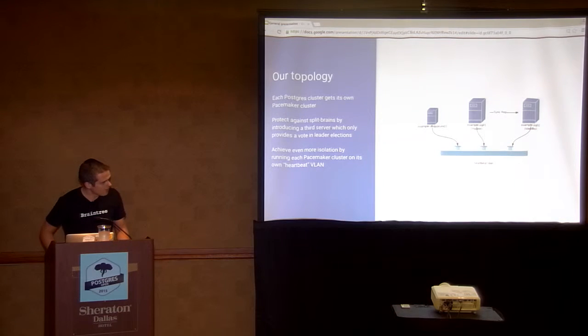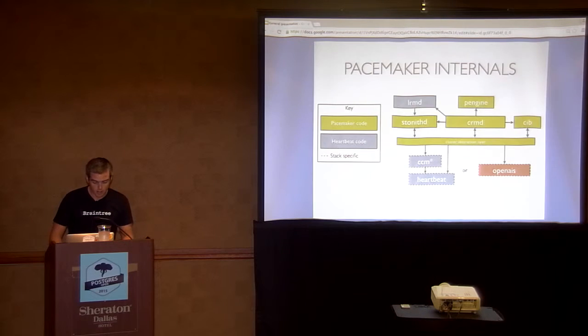So I'd like to start by just running over our topology. As I mentioned, each Pacemaker cluster only consists of a master and slave pair, like a master and a standby pair, for one Postgres cluster. We make sure that every Postgres cluster runs in its own Pacemaker cluster just for maximum isolation. We try to achieve even more isolation by running CoroSync, the heartbeat mechanism between Pacemaker nodes, on its own network VLAN.